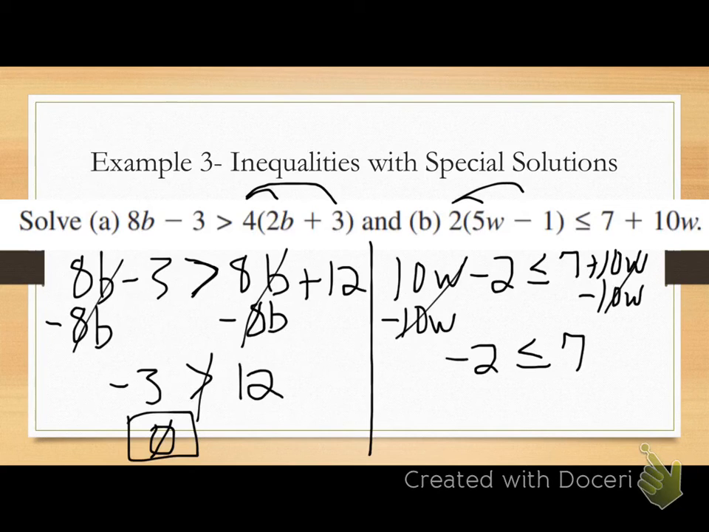Once again, just because they're not the same number does not mean that it's automatically no solution. I need to look at the statement that it's saying. -2 is less than or equal to 7. Is that true or false? True. What's my answer? Infinitely many solutions. I'm okay if you put IMS.